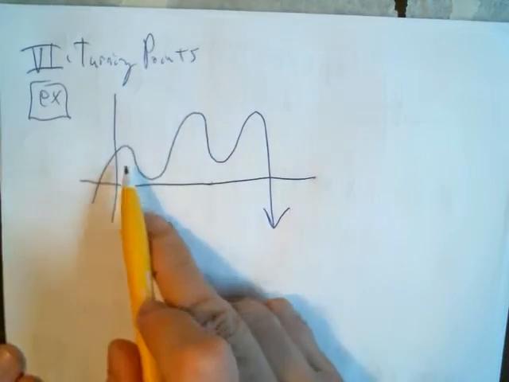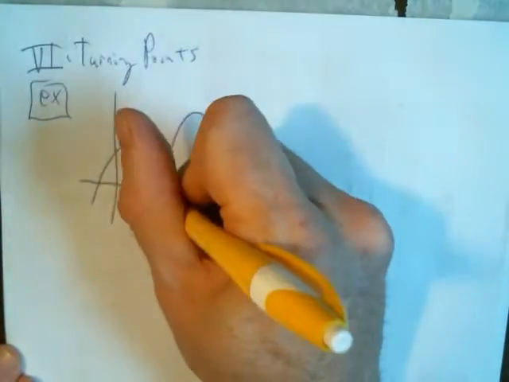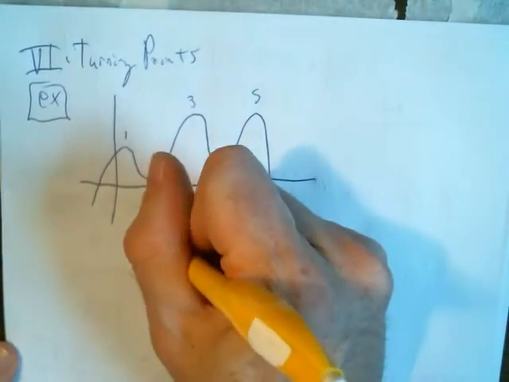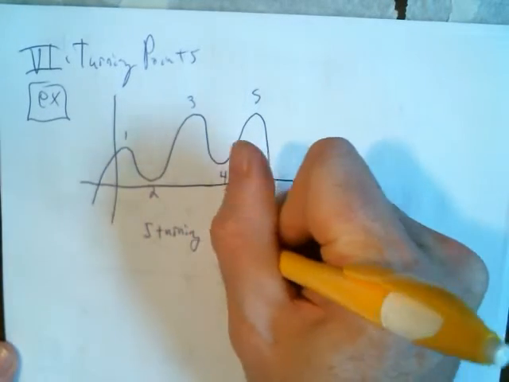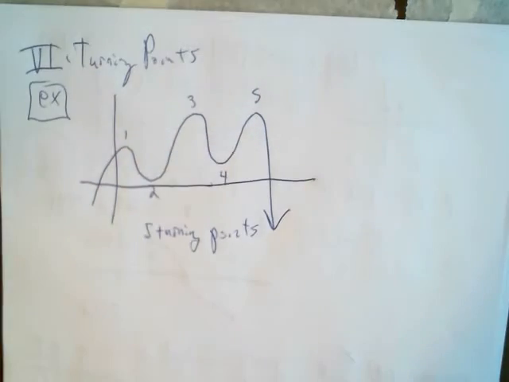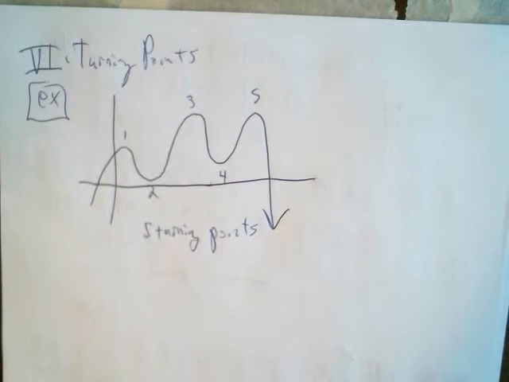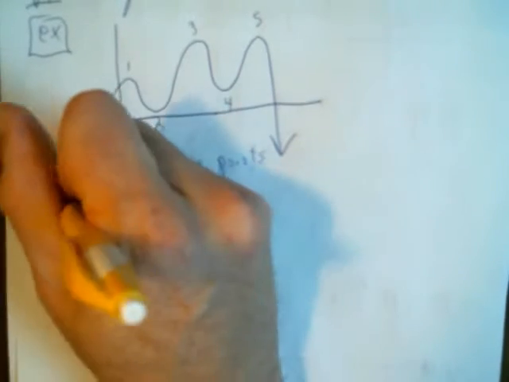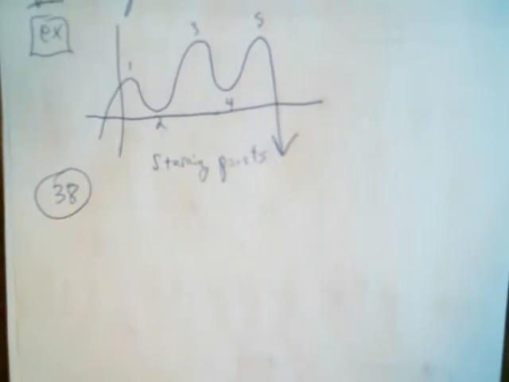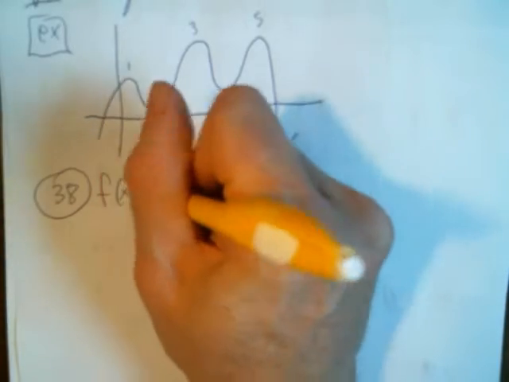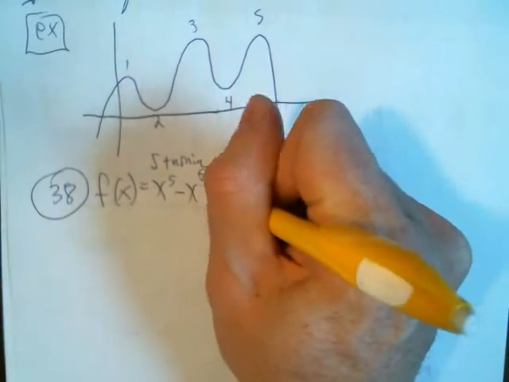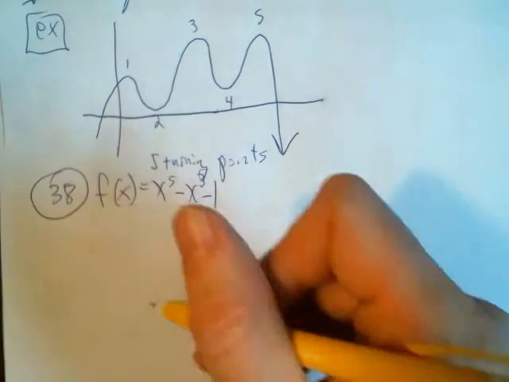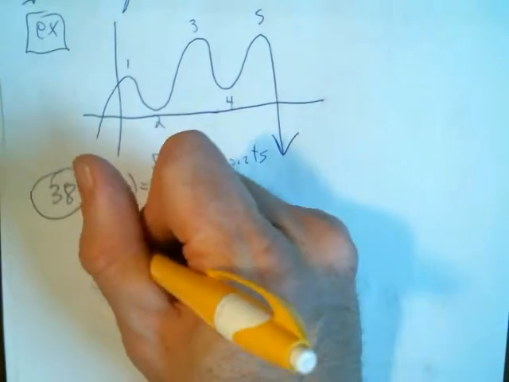So in this case, 1, 2, 3, 4, 5 turning points. And you can tell how many turning points, or at least the maximum number of turning points, just by looking at the degree of the polynomial. For example, 38, f of x equals x to the 5th minus x cubed minus 1. This will have at most 4 turning points.